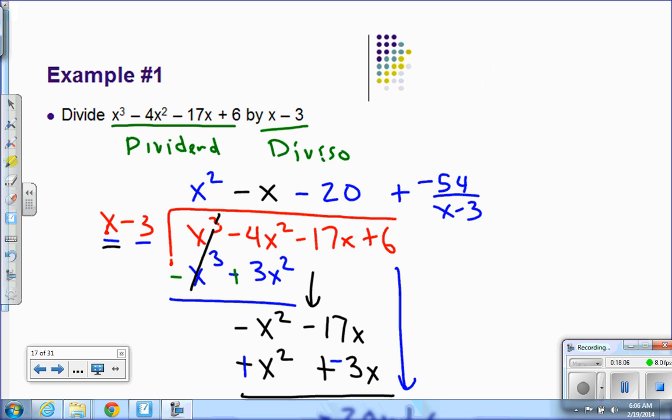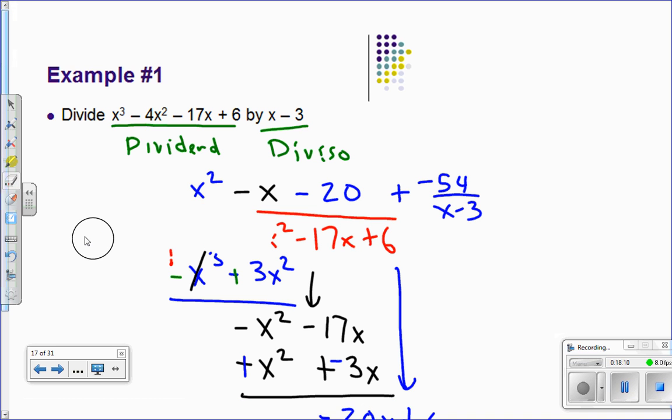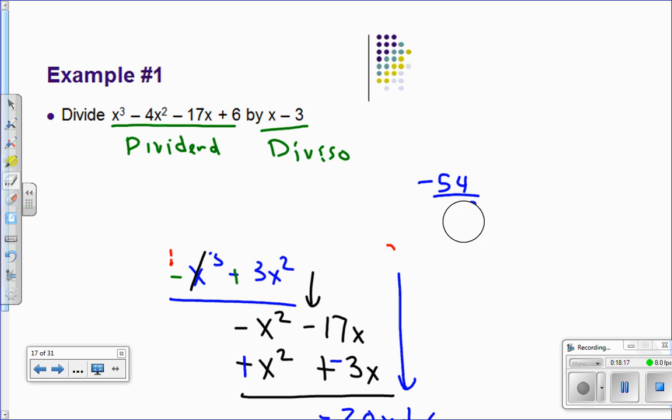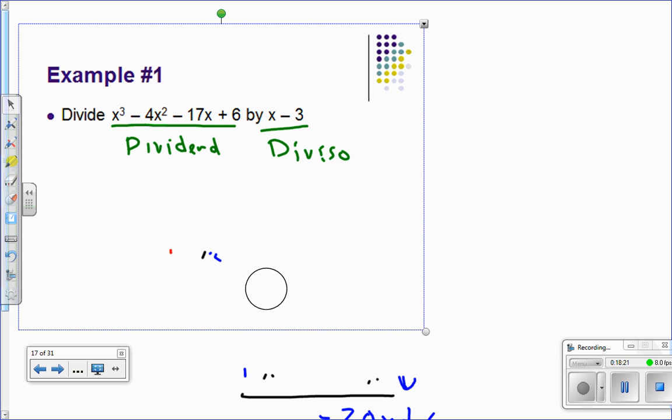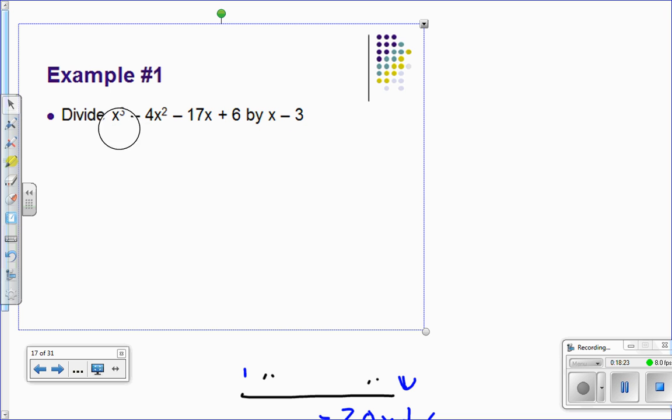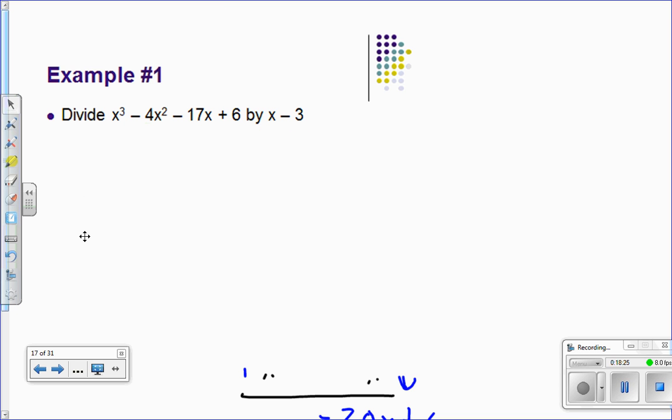All right, let's go back to that very first example that we did long division for, and let's verify that this is indeed the right answer. The remainder was negative 54. So if we were going to do this problem with synthetic division, which we can because the divisor is linear and has a leading coefficient of 1, I would change that to a 3.